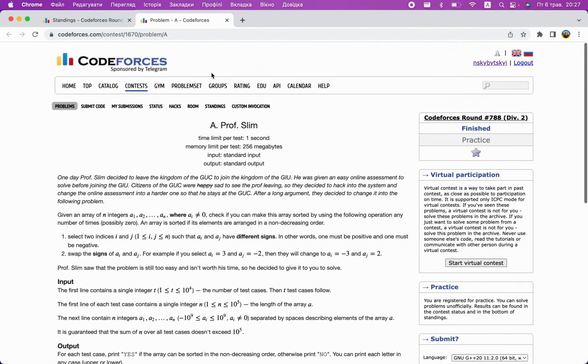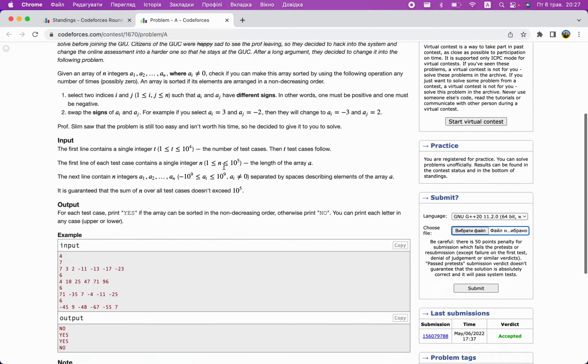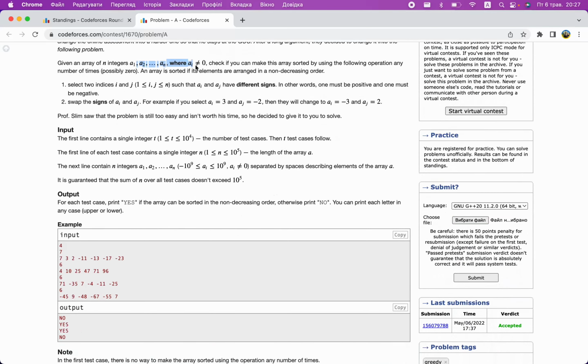In problem A, we had an array of non-zero elements. We wanted to sort it. For that matter, we were allowed to take two elements of different signs and swap their signs. So negative becomes positive and positive becomes negative.